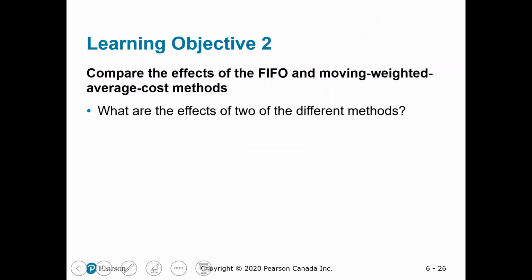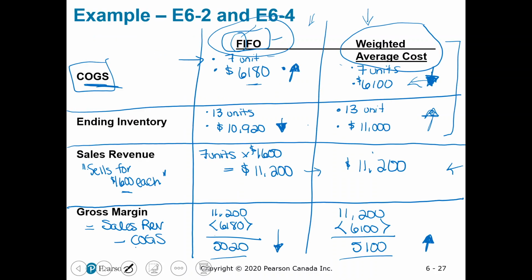So we're going to move on to comparing the effects of FIFO and moving weighted average cost. So when we use the two different costs, how does that impact our cost of goods sold and our ending inventory? So I talked about this in the last example video for Elmo's music.